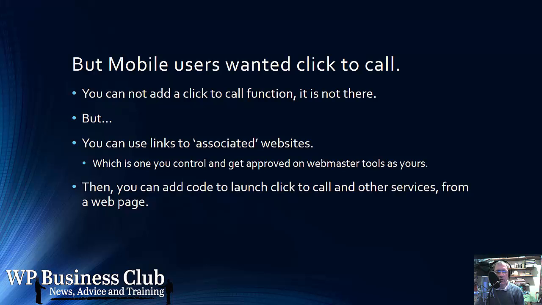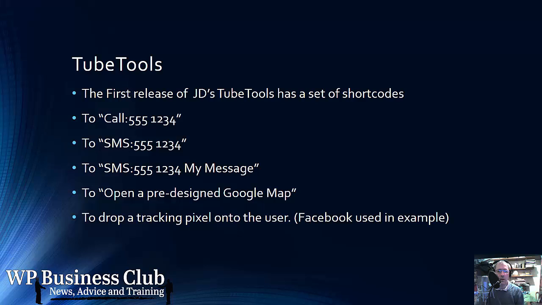But what you can do is you can use one of your associated websites, your websites that's been approved, and you can then put some code to launch a click to call service from that web page. So we've released a shortcode plugin, or a plugin with shortcodes to allow you to do this, called Tubetools, because it seemed to be the easiest way to produce something that lots of people could have a go and try and use. So it uses the call function to call a phone number.